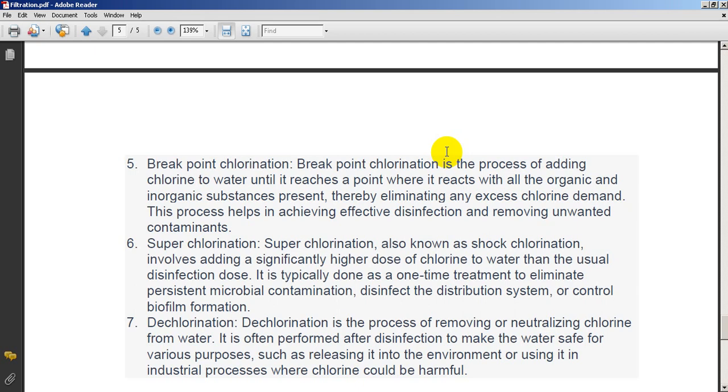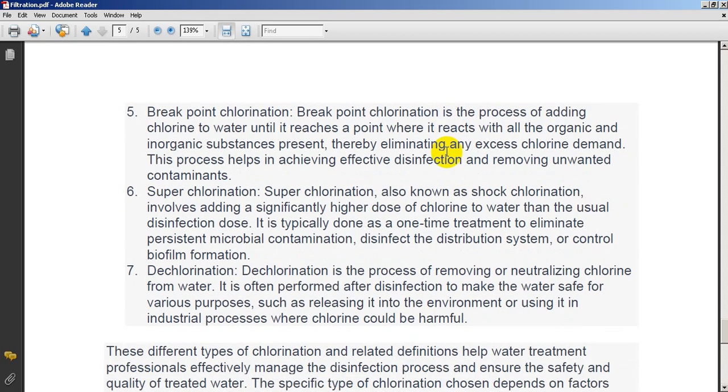6. Superchlorination. Superchlorination, also known as shock chlorination, involves adding a significantly higher dose of chlorine to water than the usual disinfection dose. It is typically done as a one-time treatment to eliminate persistent microbial contamination, disinfect the distribution system, or control biofilm formation.